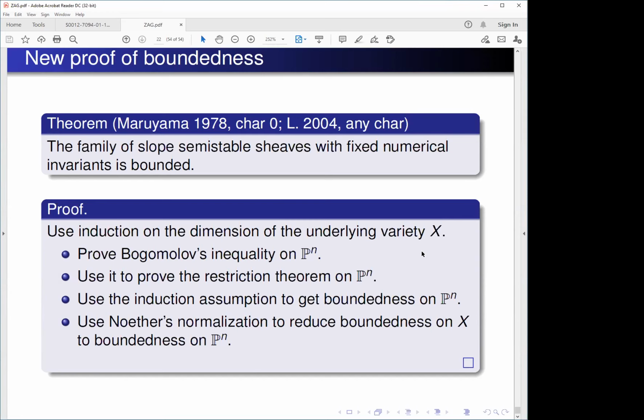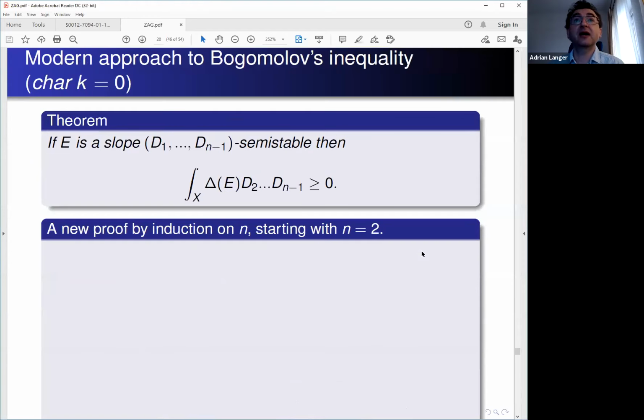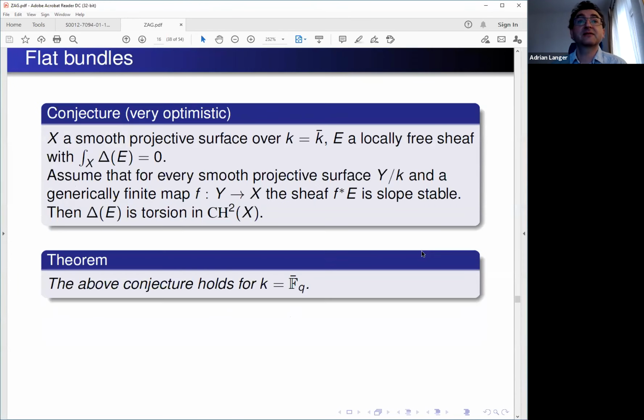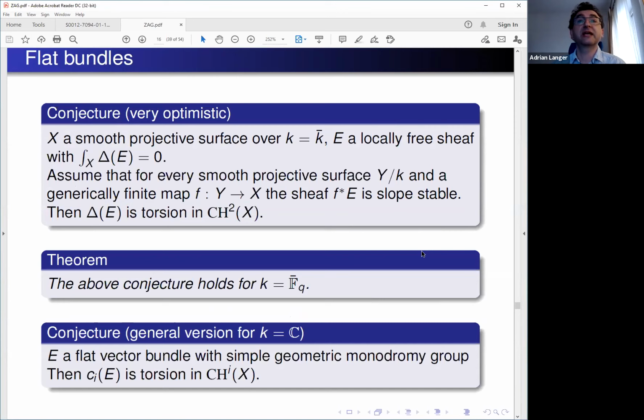Yeah, can you say that again? There was a story with simple monodromy. Can you show that again? Okay, so the story here, you mean? One second, I have to read. So flat vector bundles with simple geometric monodromy should have torsion Chern classes. But I mean, rank 1 is always simple, so I don't really understand. What do you mean simple? It's never simple in the rank 1 case because you get Gm, and Gm is not a simple group.